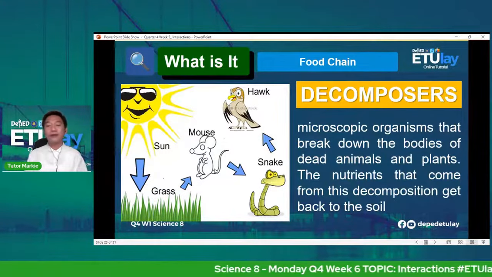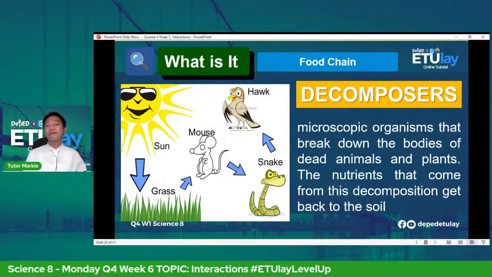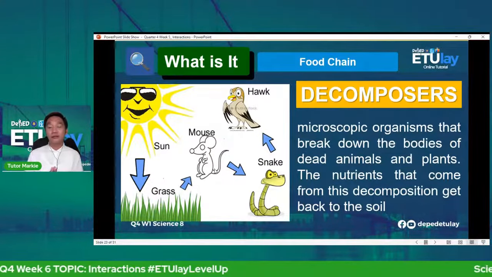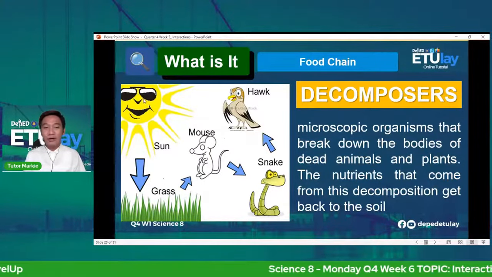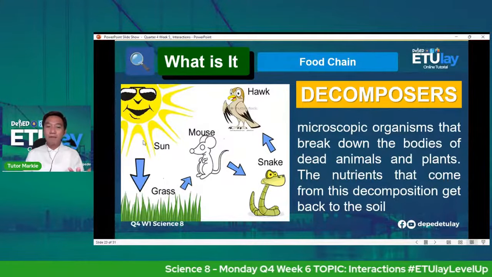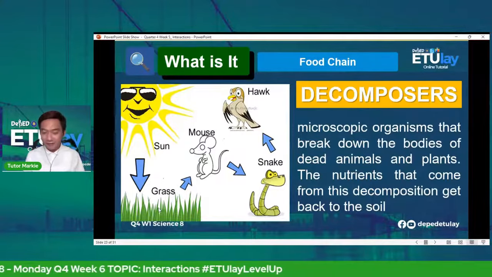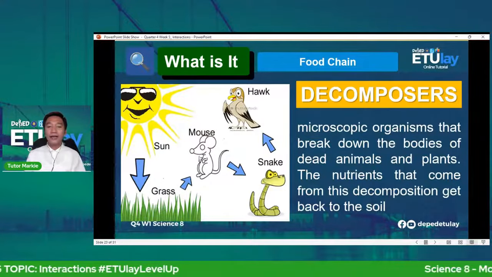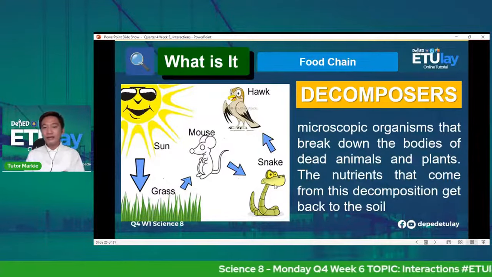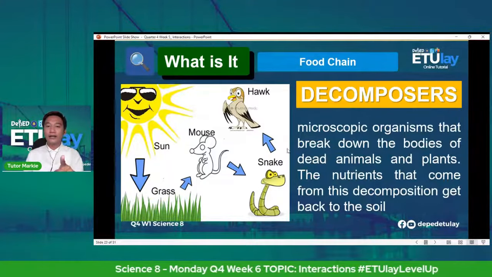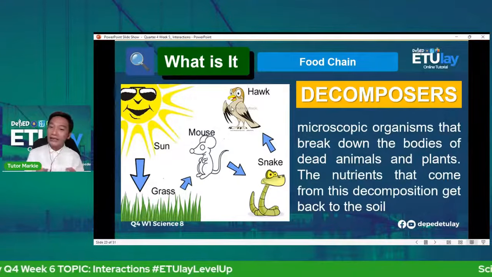Here is the microscopic organisms that break down the bodies of dead animals and plants. The nutrients that come from this decomposition get back to the soil. So dito sa chain na pinapakita ko sa inyo, from the sun, from the ultimate source of energy, nakakakuha ng enerhiya ang producer natin, which is the grass, and then kapag kinain, nagkaroon ng food chain. Ito si snake, binigay yung energy niya kay hawk, kinain kasi ni hawk si snake. Pagdating sa hawk, may energy na siya, galing doon sa snake kasi kinain niya.